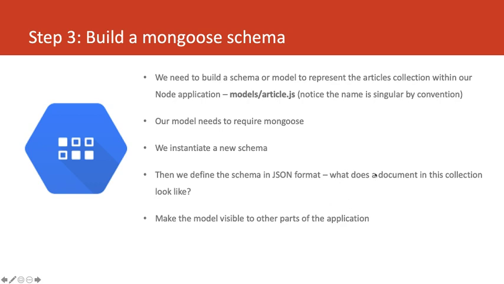And I have a question here of what the document in this collection looks like, which is just JSON. And we make the model visible to other parts of the application. And this is when we use the module.exports of our model.